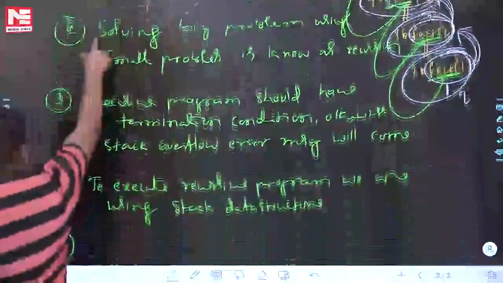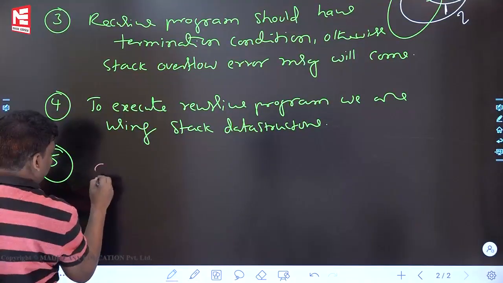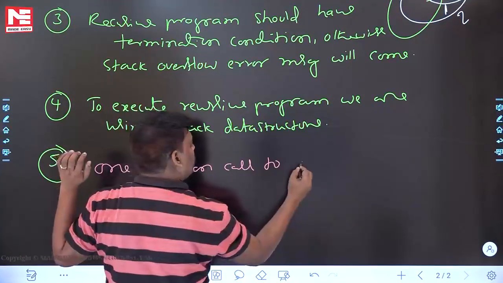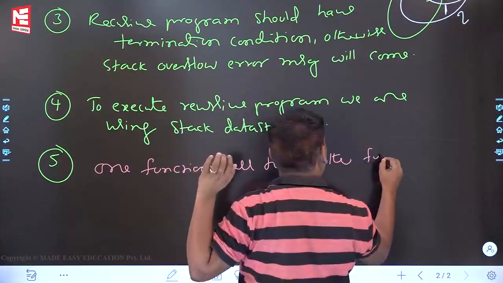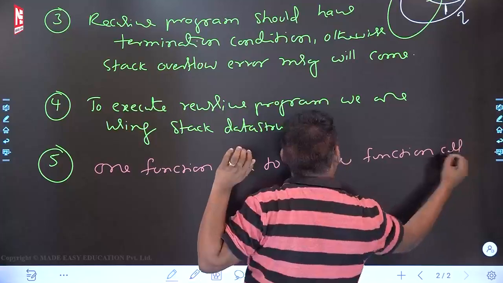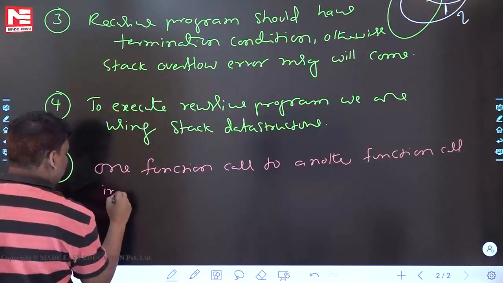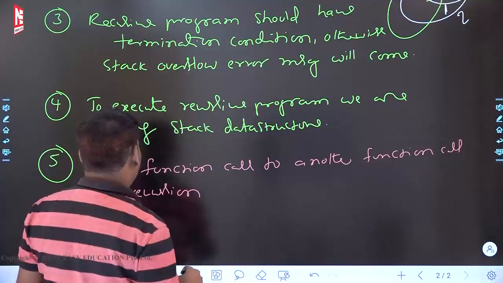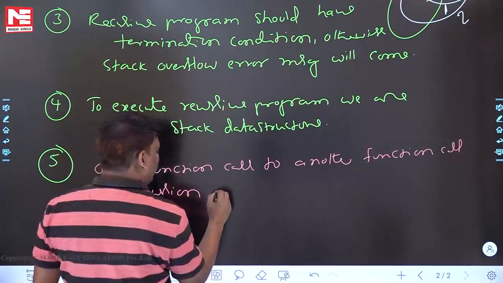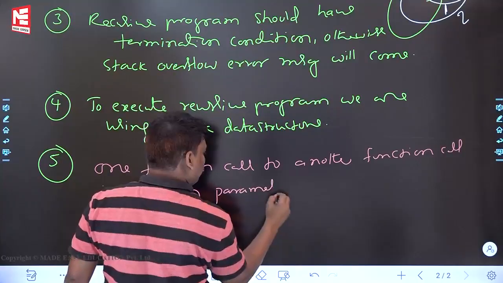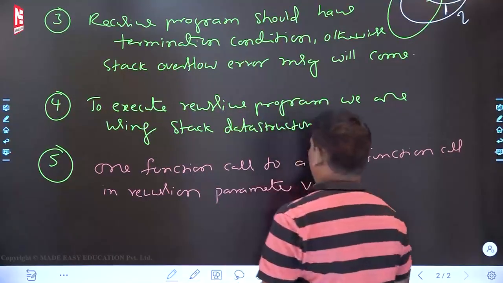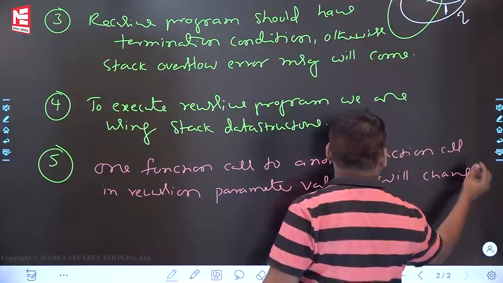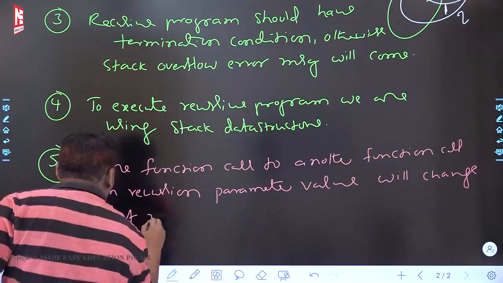Let me write the 5th point. One function call to another function call in recursion, the parameter value will change, but not other things.